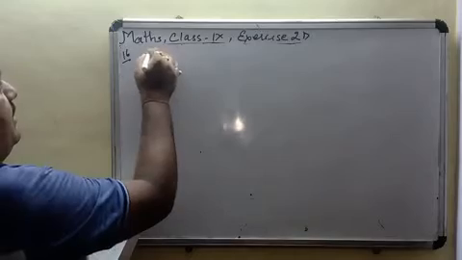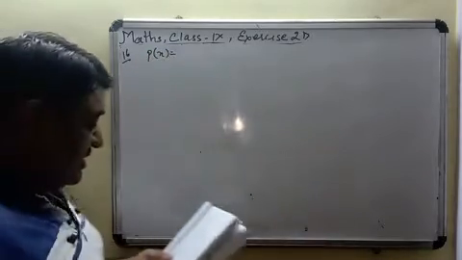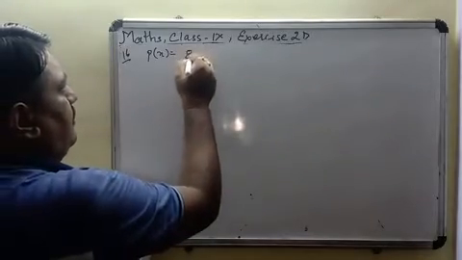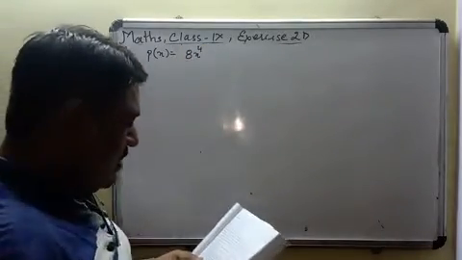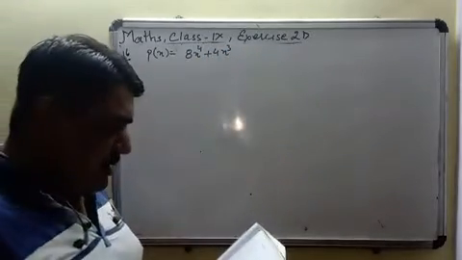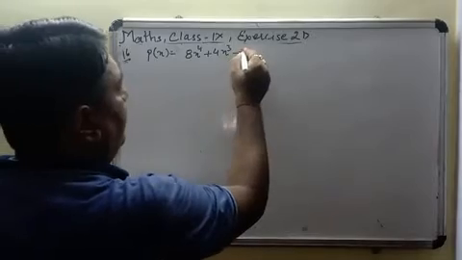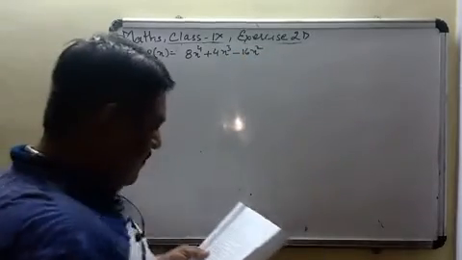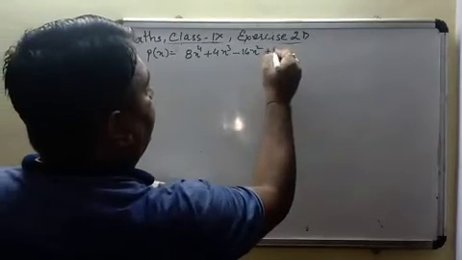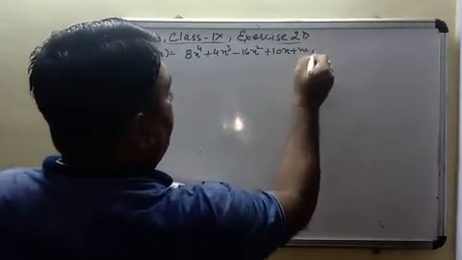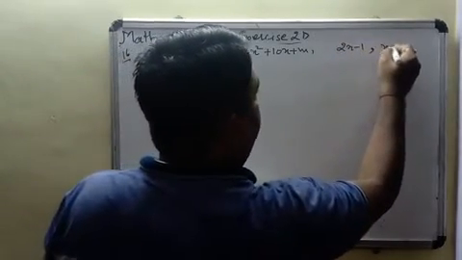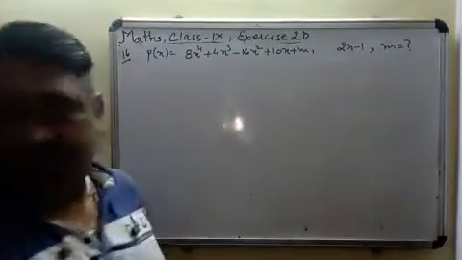There is a polynomial which is saying that 8x power 4 plus 4x cube minus 16x square plus 10x plus m. If it is having one factor 2x minus 1, then we have to find out the value of m.